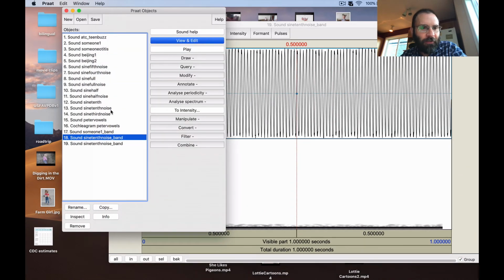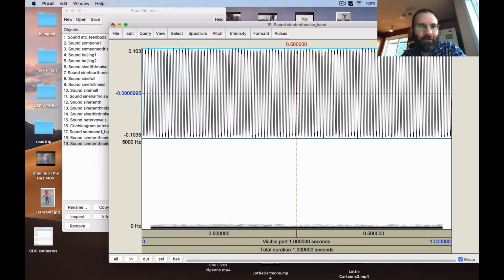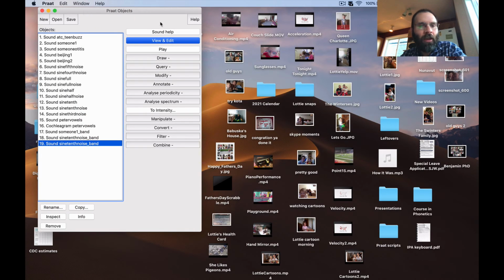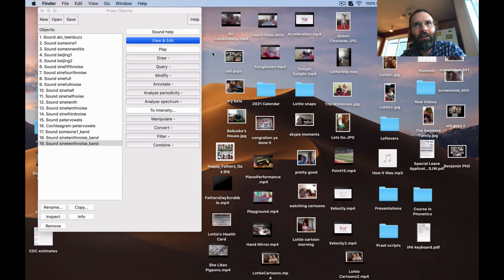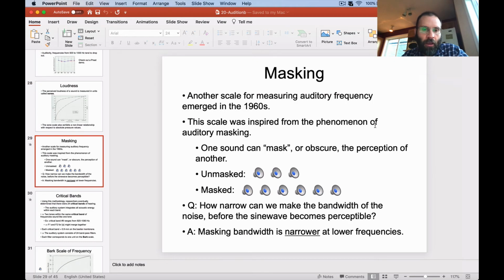So this is what we started off with. It might be a little bit hard to hear that sine wave. It's not super easy to get it there, but there's a point at which the sine wave jumps out at you, and you kind of are not hearing the noise anymore. So ideally, you're supposed to get the noise to a point where you can't hear the sine wave, and then cut its bandwidth, reduce it to the point where at some point the sine wave will jump out at you.